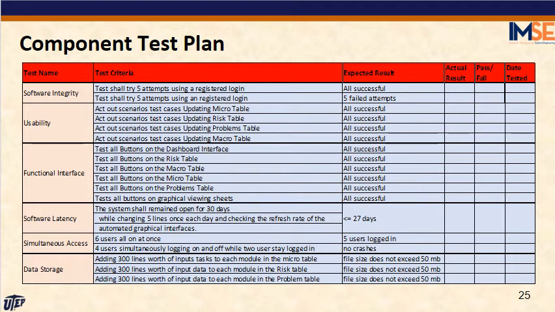Listed below is an expected integration result sheet. It addresses the following items: the items that will be tested, the test criteria, and the expected result. For example, at the very top we have software integrity as one of the test names. For that criteria, the test shall try 5 attempts using a registered login. The expected result is that all items were successful, or there were 5 failed attempts. At the end of the sheet, the individual doing the testing can provide the actual result of the test and whether it passed or failed, along with the date that the item was tested.